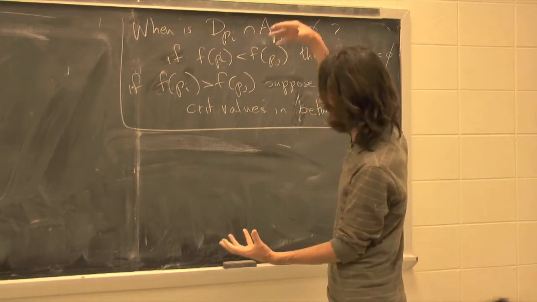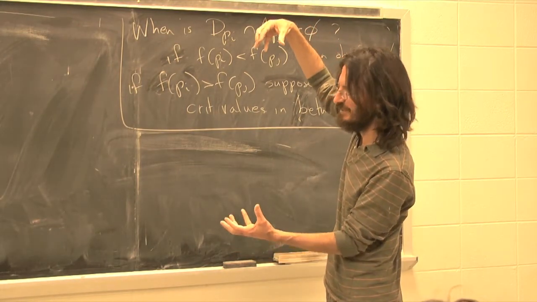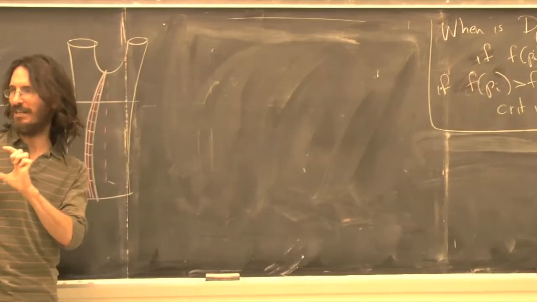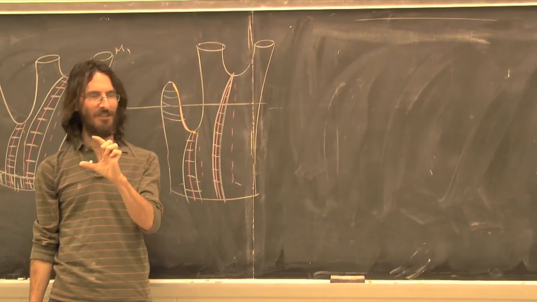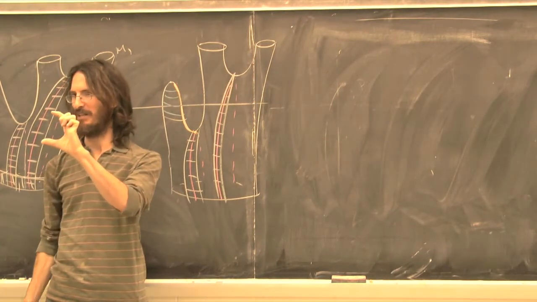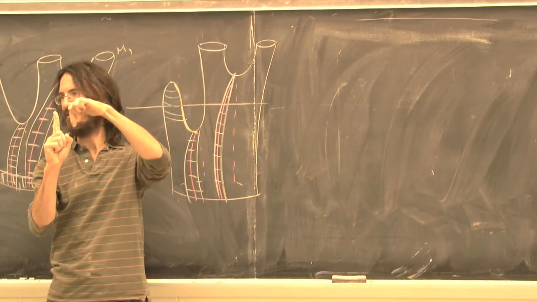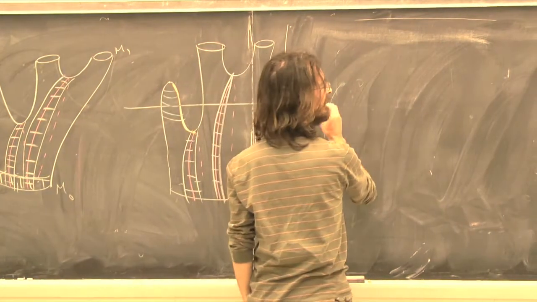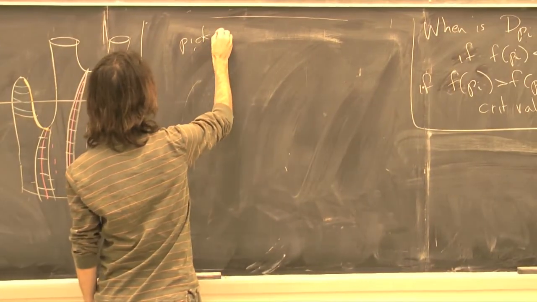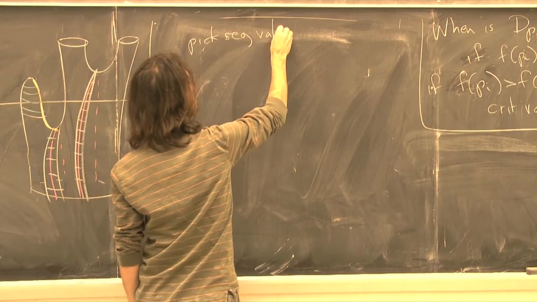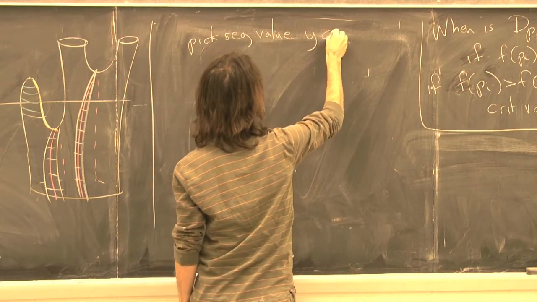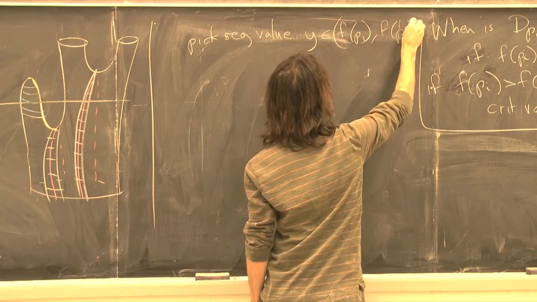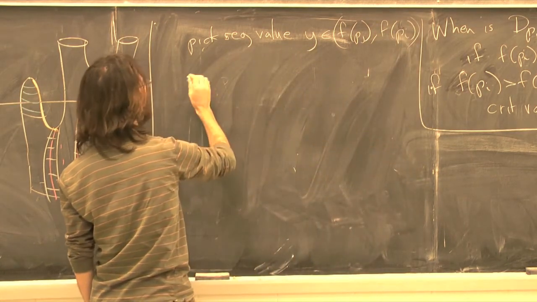What I really want to look at is the first possible place: suppose I have two consecutive critical values. I want to ask, is it possible that the ascending manifold for this one intersects the descending manifold for that one? Then what you do is take some regular value y between f of pj and f of pi.